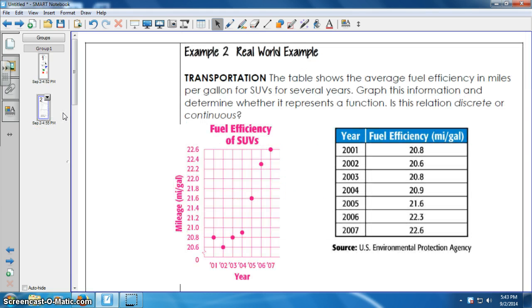All right, so let's look at this next example. And I do already have mine graphed, but what you're going to do is you're going to put time at the bottom, or years in this case is our time. So 01, 02, 03, every bar. But now for our mileage, you're going to break the graph and start at 20.6 is what I started at there. And then just plotted my points. So if you want to go ahead, if you want to pause, and then you can graph that.